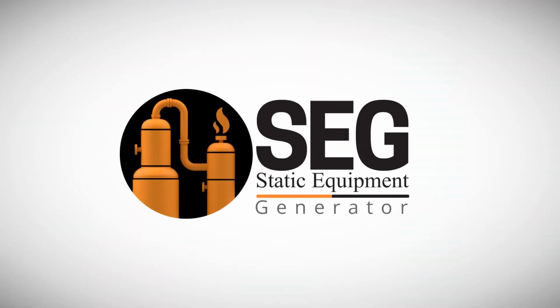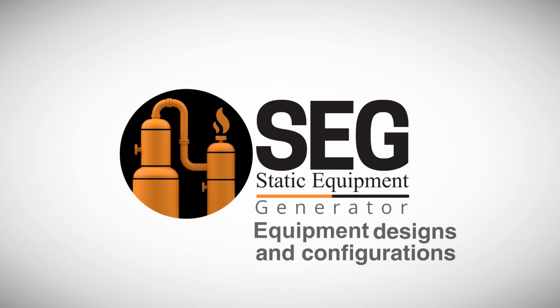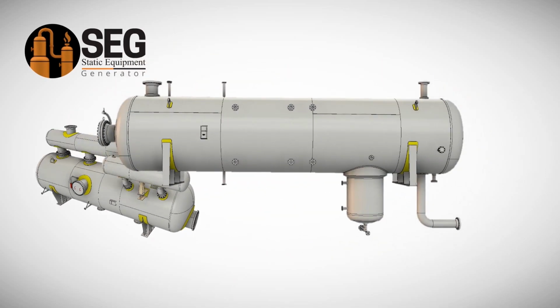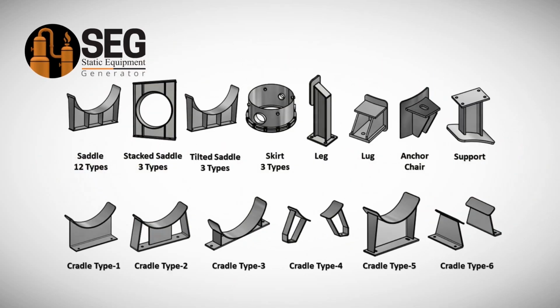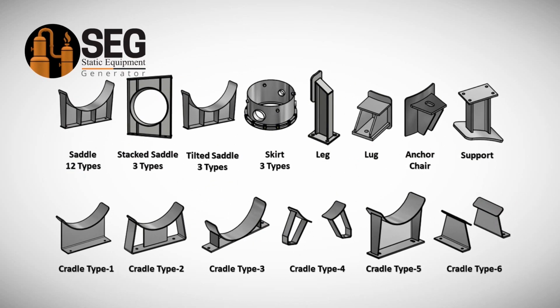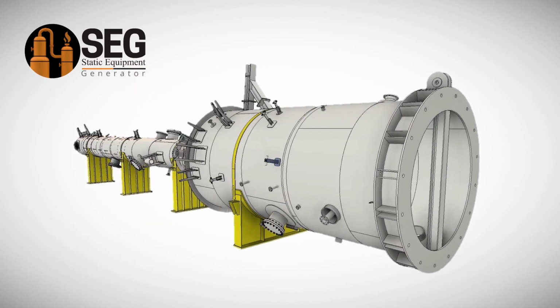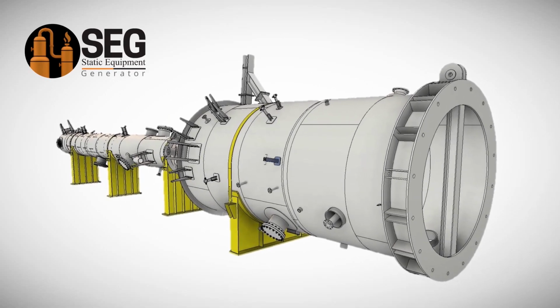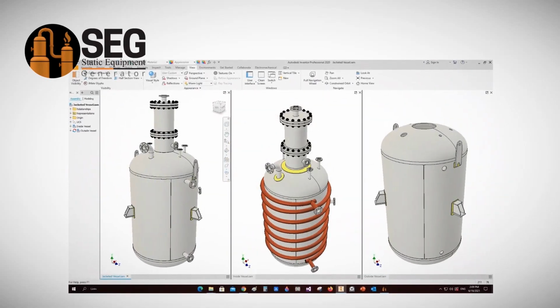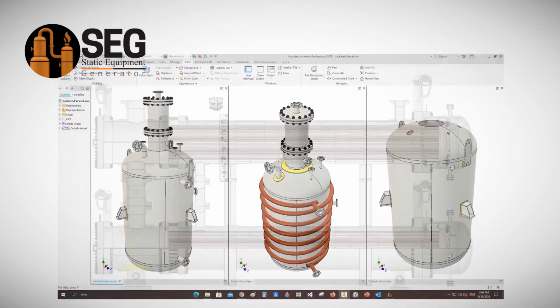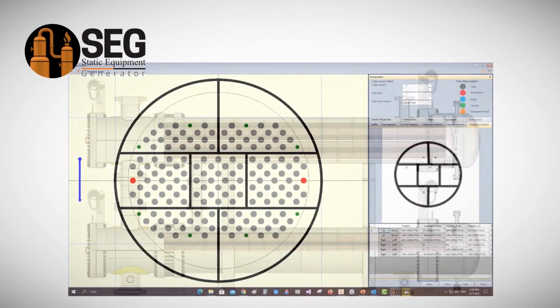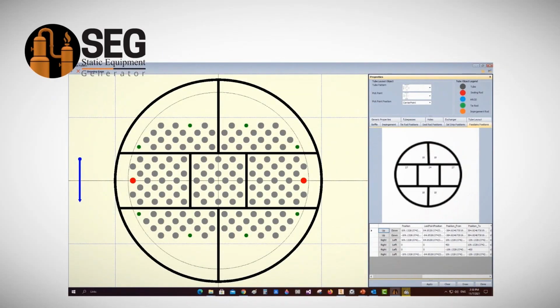SEG supports a wide range of equipment designs and configurations. Horizontal, tilted, and vertical vessels. Various supports including saddle, skirt, lug, legs, and more are provided. Columns with multi-sectional shells with different diameters and transitional sections. Vessels with half-pipe jackets and coil on shells. TEMA heat exchangers and a special tool for tube bundle holing and assembly.